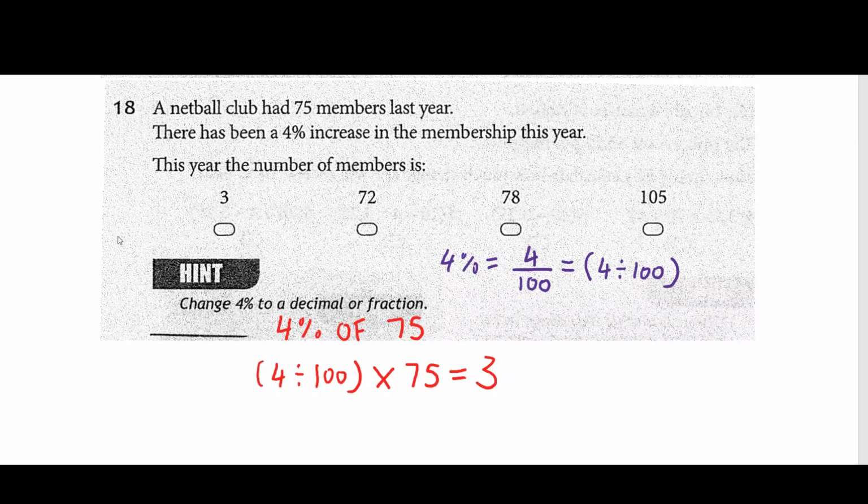All right? And then there's been a 4% increase. So it's increased by 3. So it's 75 plus 3 gives 78. So our answer is 78.